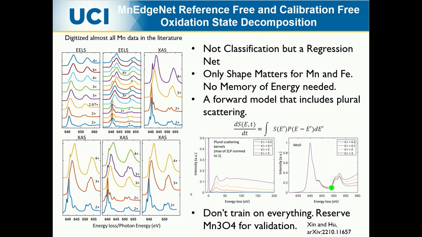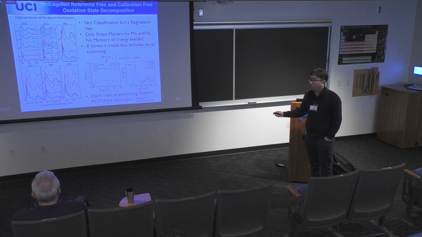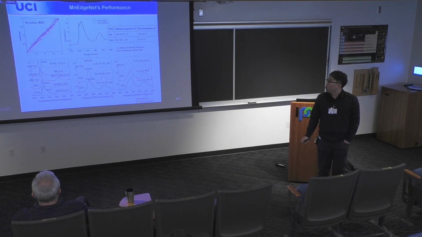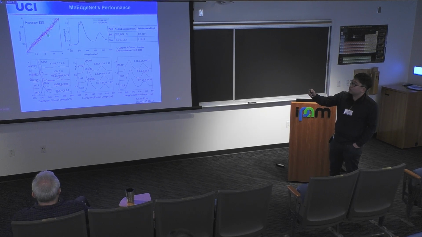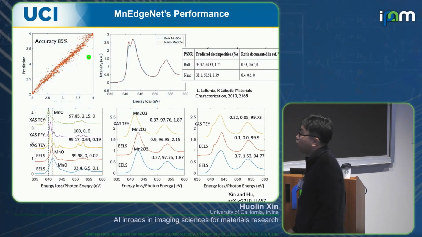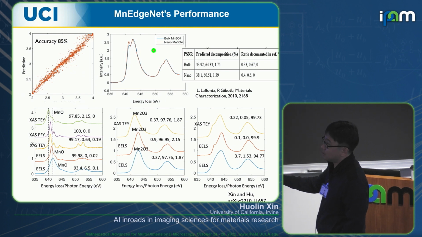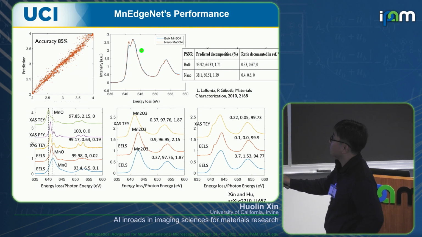The L23 reference-free or calibration-free method just doesn't work well and has its thickness effect, as we all know. So of course, don't train on everything. Reserve manganese 303 for validation. This accuracy is 85%, and we can further improve that. Here's our validation on unknown unknowns: the manganese 304 has never been trained.